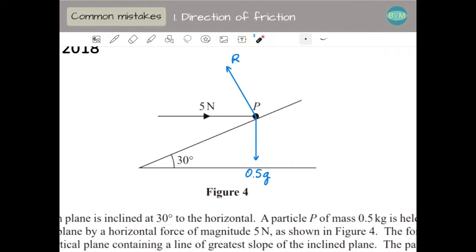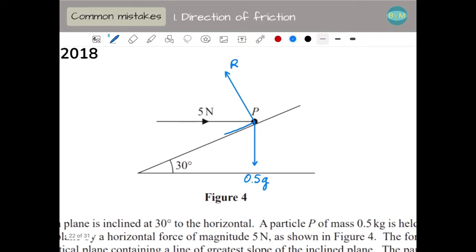This particle is not moving, but we are trying to push it up the hill. So the friction is going to go against that attempt of moving. So imagine this was super slippery, we would be able to move it up. So the friction is going to go down, always against the motion or the tendency of the motion if we don't have motion. So I'm going to call it FR from friction. So these are our forces.